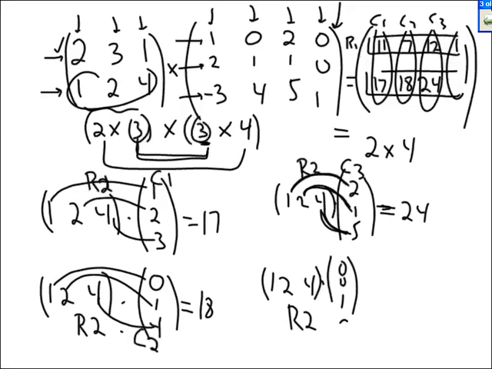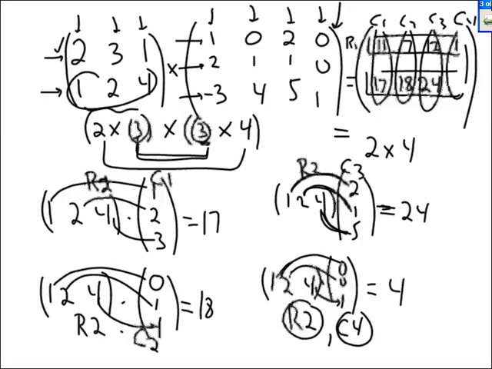Row 2 by column 4. 1 times 0 is 0. 2 times 0 is 0. 0 plus 0 is 0. Plus 4 times 1, which is 4. 0 plus 4 is 4. I put this in row 2, column 4. And there's your answer. And like promised, it is a 2 by 4 matrix.